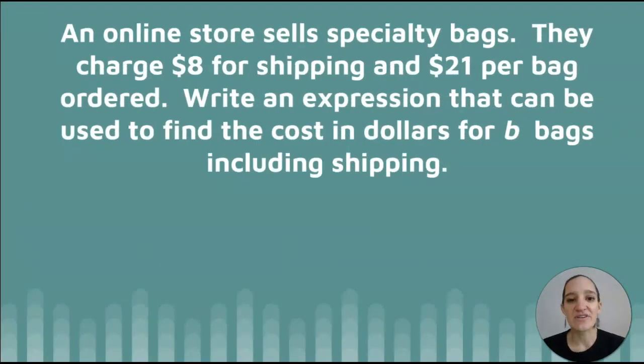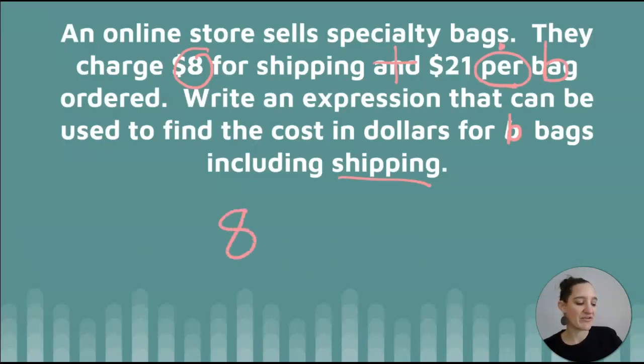An online store sells specialty bags. They charge $8 for shipping and $21 per bag ordered. Write an expression that can be used to find the cost in dollars for B bags. We also have to pay for shipping. All right, so it's $8 for shipping, and so you have to pay for shipping, and so we're going to add the $21 per B for bag. So that's going to be $8 for shipping plus $21 per bag. Let's just do 21B and the $8 shipping.